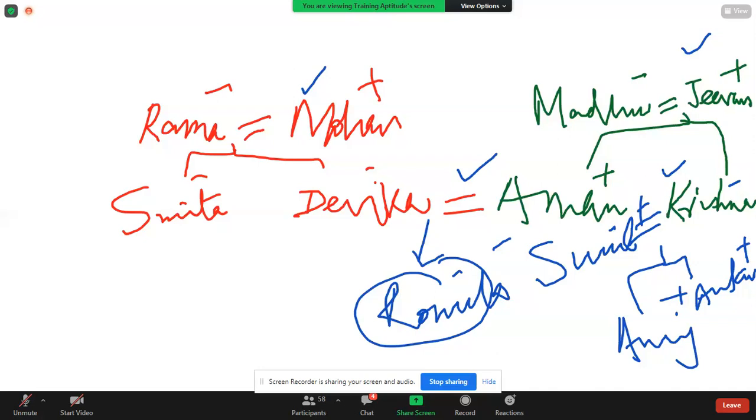What is the relationship between Anuj and Romila? Cousins. Which of the following is true? Anuj is the son of Smita. False. Romila is a cousin of Krishna. False. Madhu is Sunil's mother-in-law. Yes, true. Chapter closed.